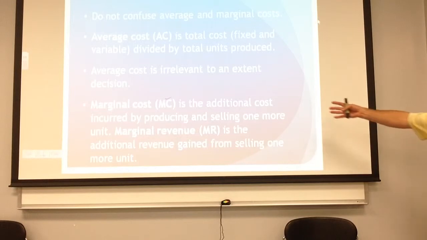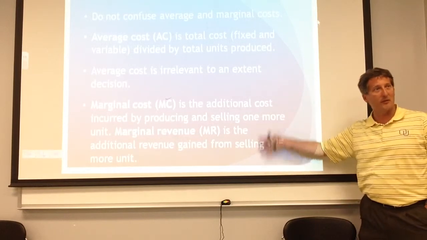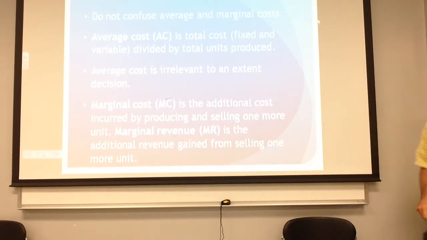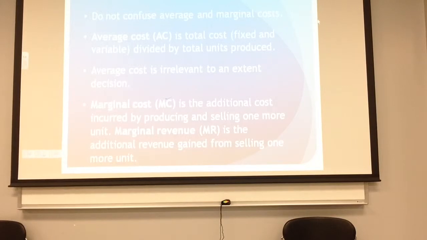You can see some of this is what I already gave you when we went through the first part. So this is a little bit of review of what we did already on marginal cost and marginal revenue. Average cost is irrelevant to extent decisions, these extra decisions.